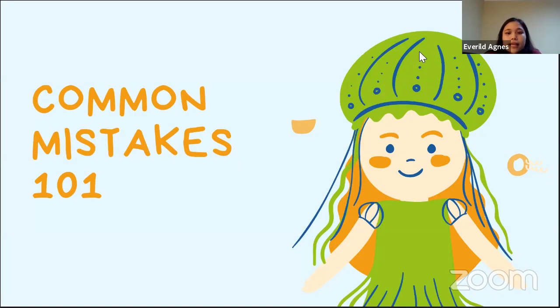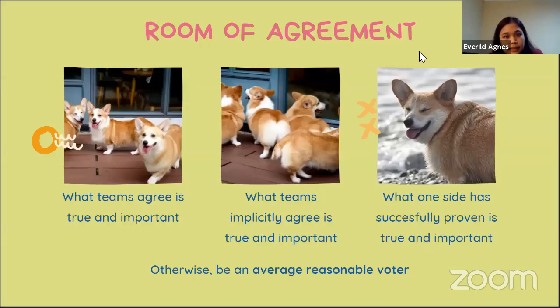Next thing, common mistakes 101 by judges. The first common mistake is the ability to analyze room of agreement. We recognize there are 3 types of room of agreement in the debate. Number 1 is what every team in the room agrees explicitly is true and important. This can come in the form of direct statements, like we do agree that the livelihood of poor individuals is the most important. So this kind of flagging in their speech, where every team agrees on this.